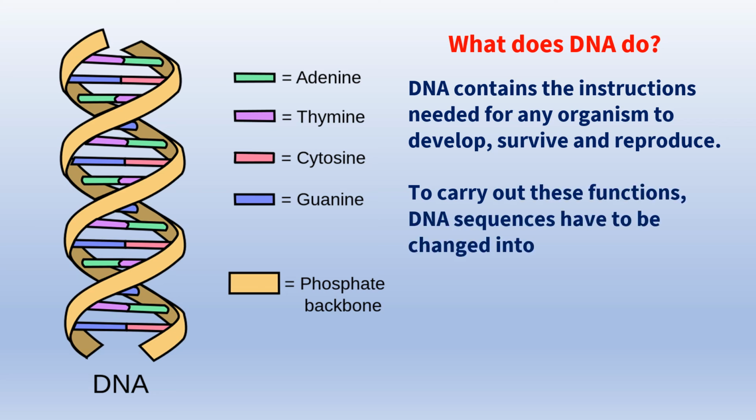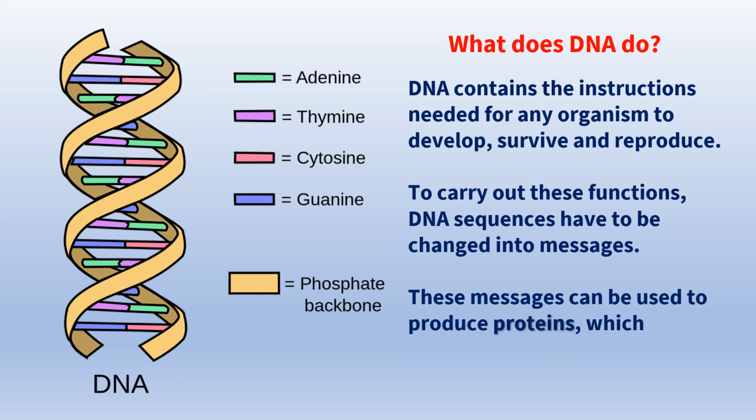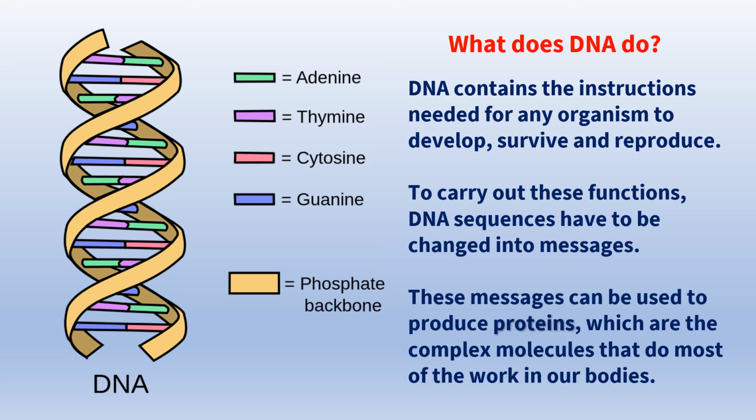Now, to carry out the functions, DNA sequences cannot remain like A and T, C and G. They have to be converted into messages. And these messages will determine how we act, how we grow, what kind of reproduction, etc. Now, these messages can be used to produce proteins, and these proteins are the most complex, difficult to understand molecules that do all the work in our body. So DNA sequences have to be changed to messages. These messages are used to produce proteins which do all the work in our body.